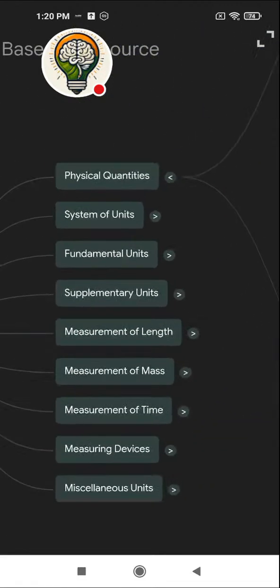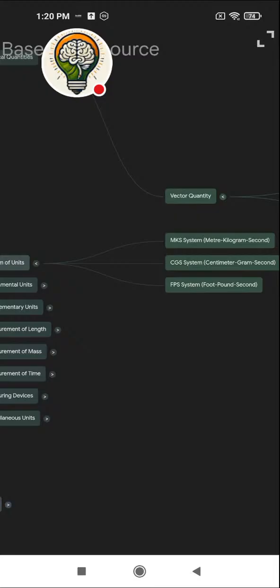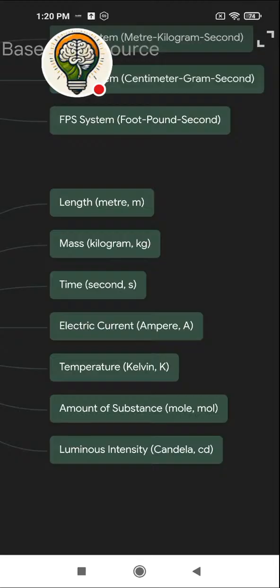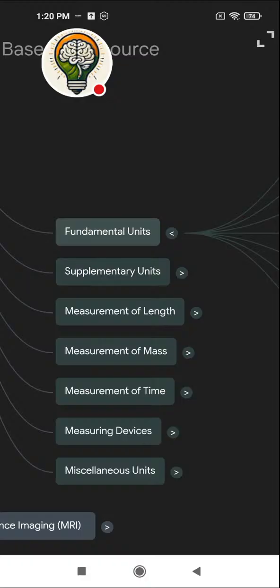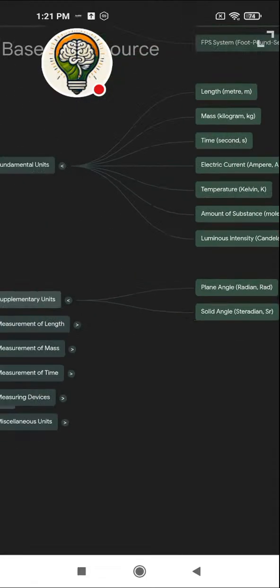Then the system of units. So the MKS system: meter, kilogram, and second. CGS: centimeter, gram, and second. And FPS: foot, pound, and second. Then the fundamental units. So length has the unit meter, mass is kilogram, time is second, electric current is ampere, temperature is Kelvin, amount of substance is mole, and luminous intensity is candela. Then the supplementary units are the plane angle, radian, and the solid angle, steradian.